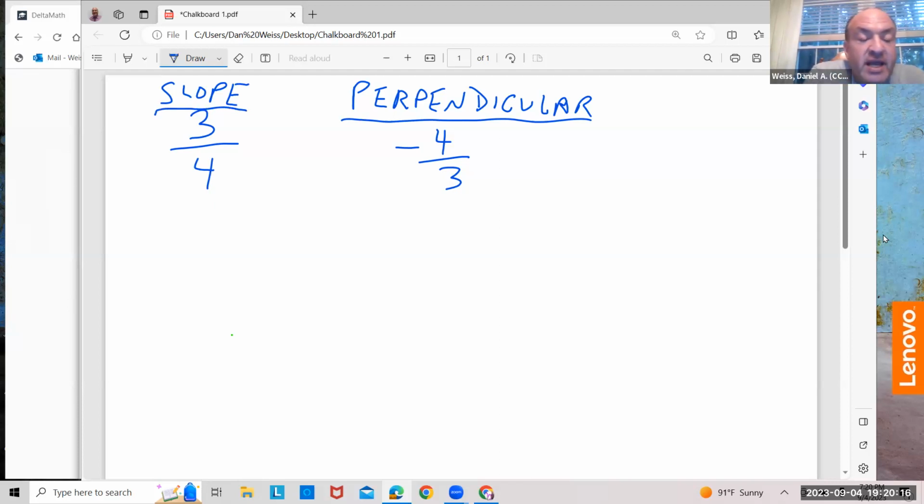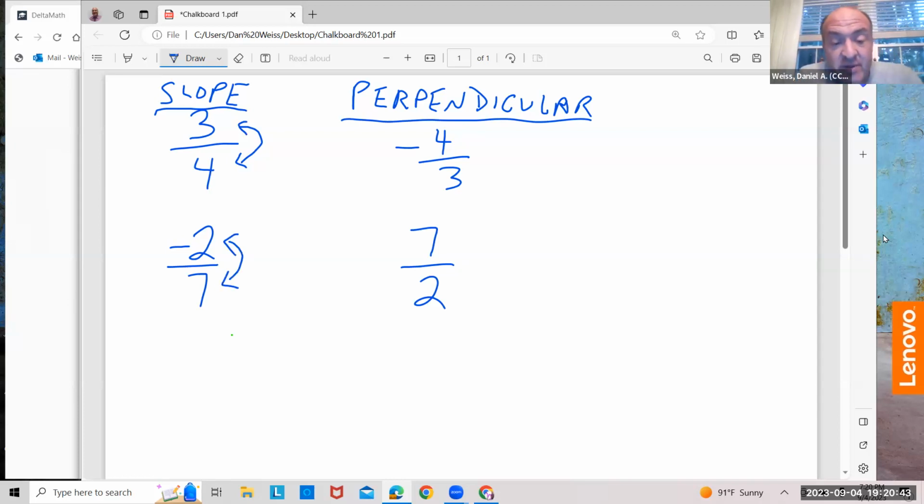If a slope is, let's say, -2/7, then the perpendicular slope is +7/2, meaning it's the negative reciprocal. Meaning you flip this guy over and make it negative. If it's already negative, it's going to become positive.